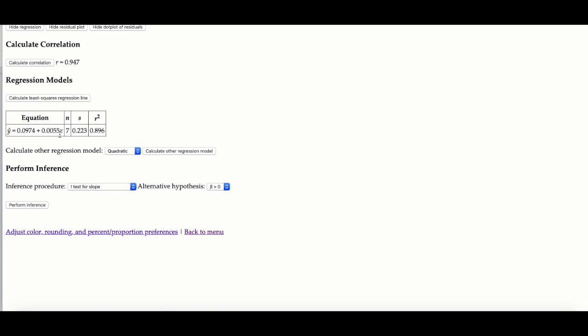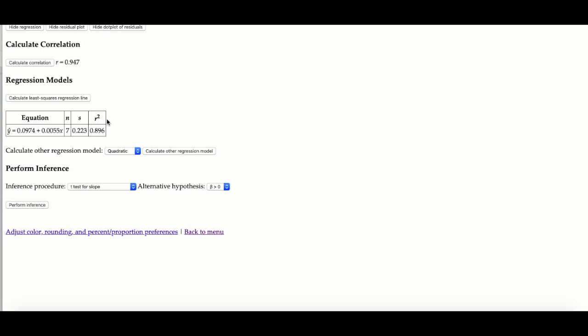For every unit increase in the X variable, you expect an increase in the Y variable of whatever the slope is, 0.0055. N is the sample size. S is the standard deviation of the residuals. So that's a measure of how spread out the difference between observation and expectation is. So the smaller that number is, the closer the points will clump around each other.